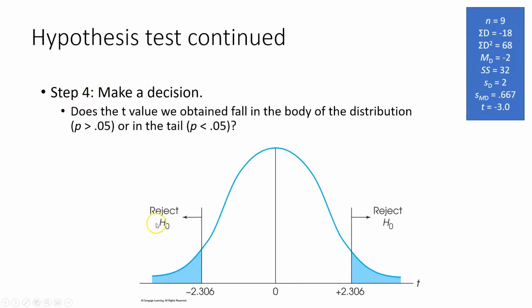Step 4 is to make a decision. Remember, we had this distribution we sketched out. We have our critical regions marked by the -2.306 and the positive 2.306. Our t we just got was -3, so where does that fall? As you see, it falls right about here at -3. So that falls in the critical region, and what do we do? Reject the null! So the t-value we obtained suggests that the null hypothesis is false and pain is really lower when you swear than if you don't.